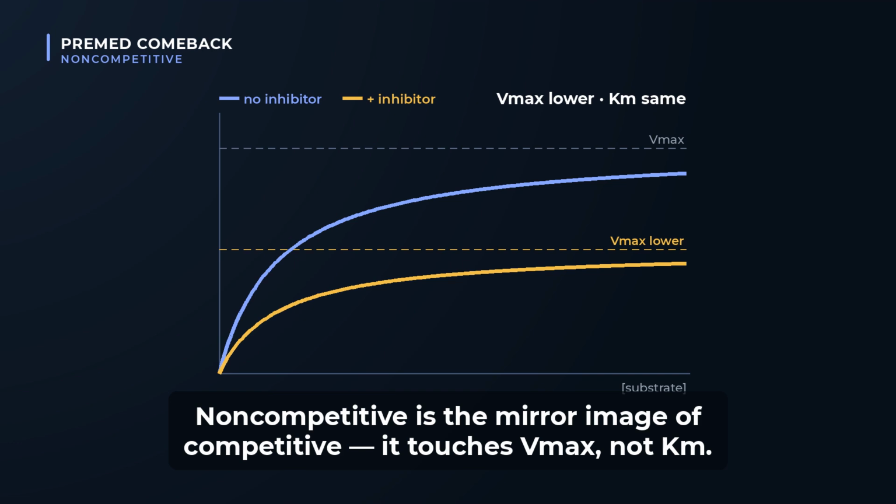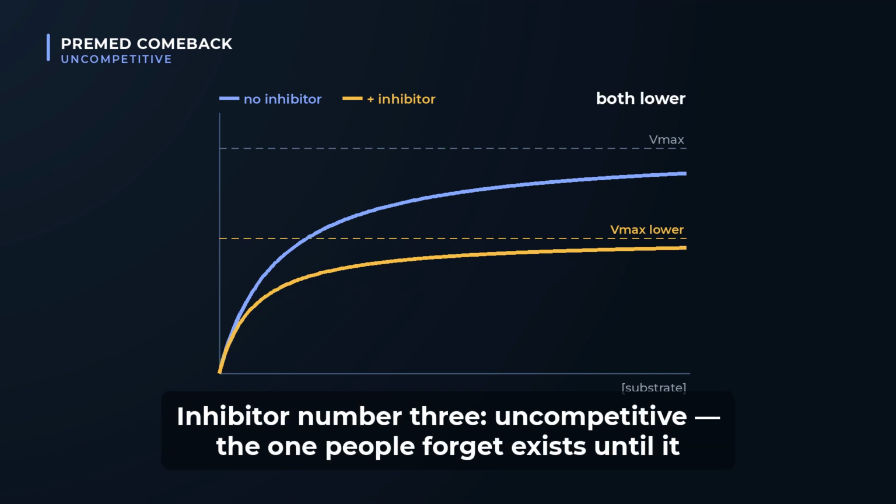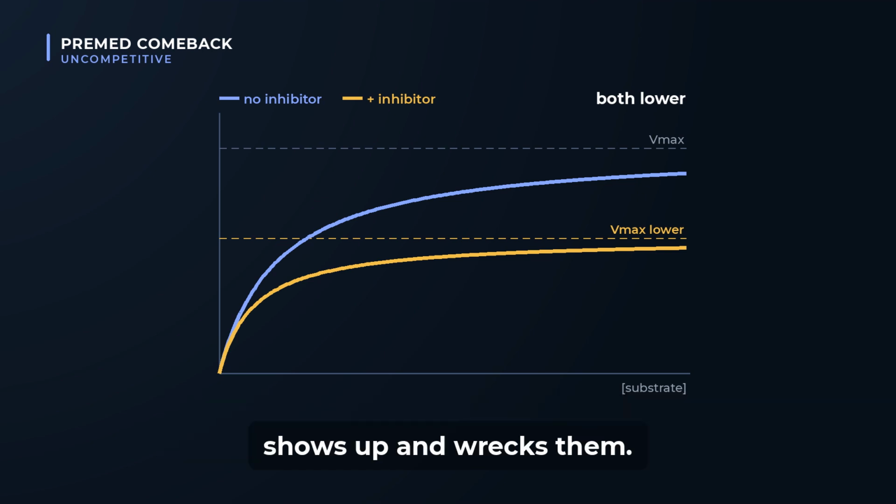Non-competitive is the mirror image of competitive. It touches Vmax, not Km. Inhibitor number 3, uncompetitive. The one people forget exists until it shows up and wrecks them.